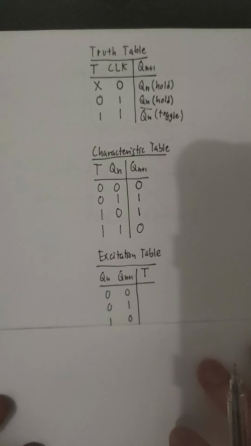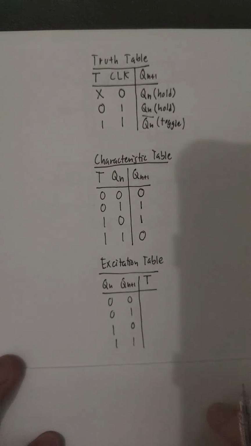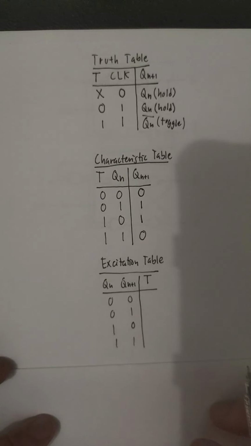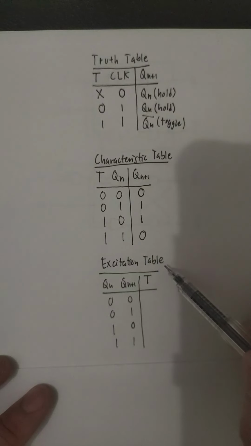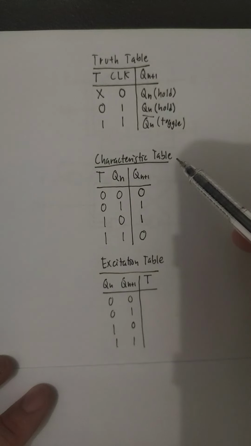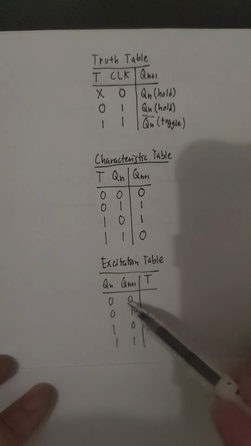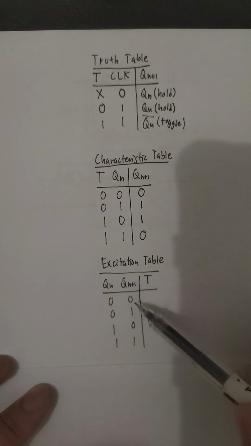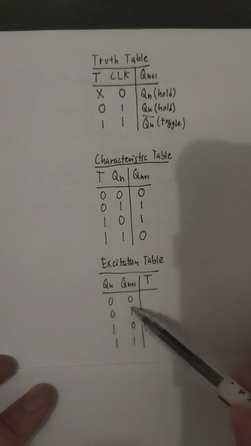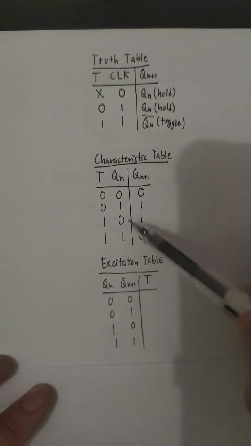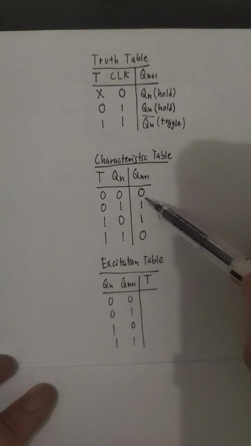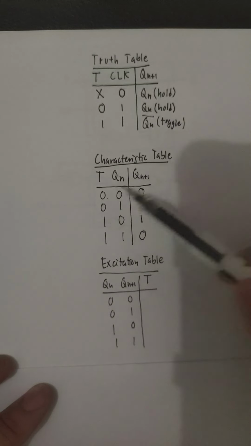And next is the excitation table. So the excitation table shows what input is needed to obtain a certain sequence of the output. And the excitation table depends on the characteristic table. So first, when our previous state is 0 and our next state is also 0, there is no change. So therefore, our toggle input is low or 0 because there is no change.